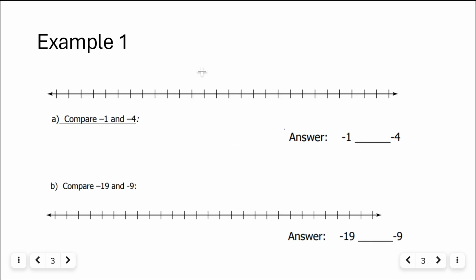All right, so let's compare -1 and -4. Let's say I had 0. Here's 0 on my number line. Here's -1, -2, -3, -4. So I'm comparing this number with this number. Which one is larger? The -1 is larger than -4. I'd rather owe somebody $1 than owe them $4, right?